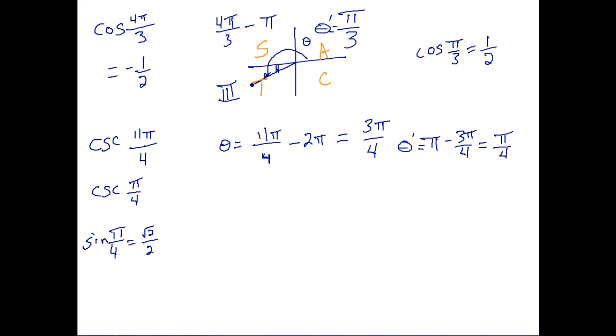But we want cosecant of 11 pi over 4, and cosecant is the inverse of sine. So cosecant of 11 pi over 4 is going to be 2 over radical 2, which is just equal to radical 2. This is the reason that we have reference angles, and the reason in class you found those reference angles, because now we can evaluate trig functions of any angle by finding the reference angle and then assigning the appropriate sign given its quadrant.